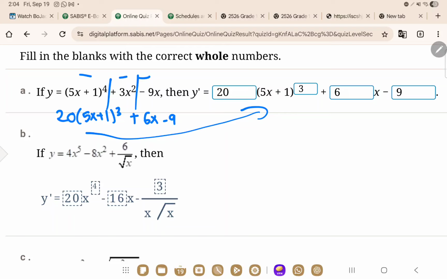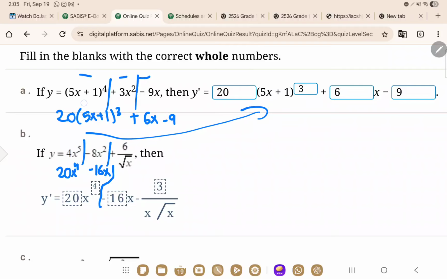Now, we first split it up into 3 parts again. We derive each one alone. This is 20x to the power 4. This is -16x. These first 2 parts are fine. We got till here.